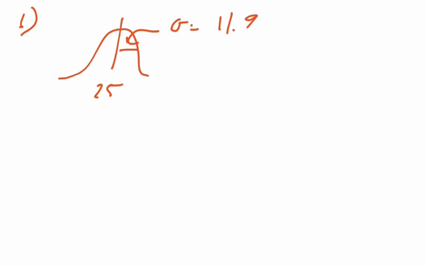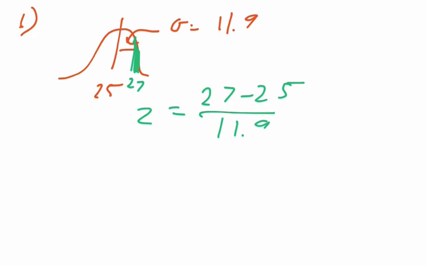For problem 6, we have a mean of 25 and a standard deviation of 11.9, and the green line here is 27, and we are doing above 27. So first we find the z-score, which is the number minus the mean divided by the standard deviation, which is 0.168, so we'll round up to 0.17.